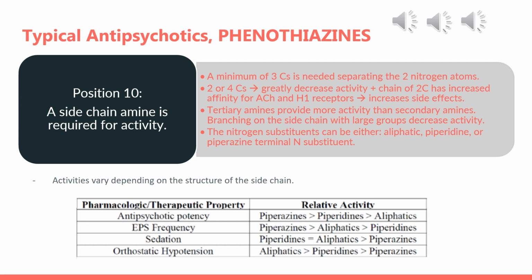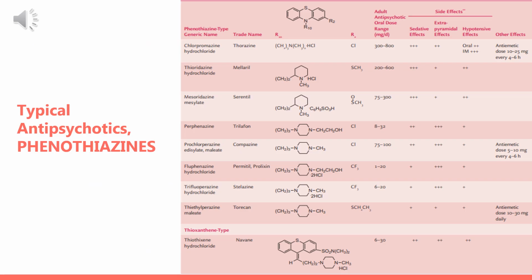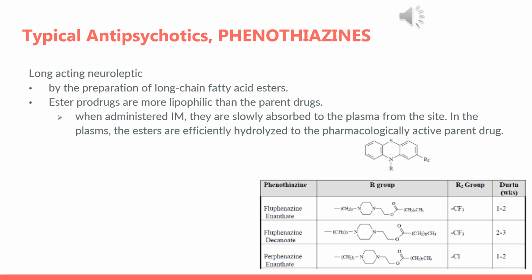Continuing on the idea of nitrogen substituents, the activities vary depending on the structure of the side chain, as shown in the table below. And the following table just shows a list of examples of antipsychotics that are phenothiazines. The duration of action of neuroleptics with a free hydroxyl moiety can be prolonged considerably by the preparation of long-chain fatty acid esters.